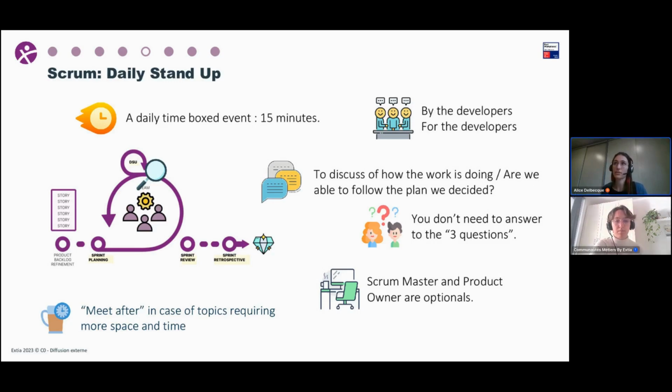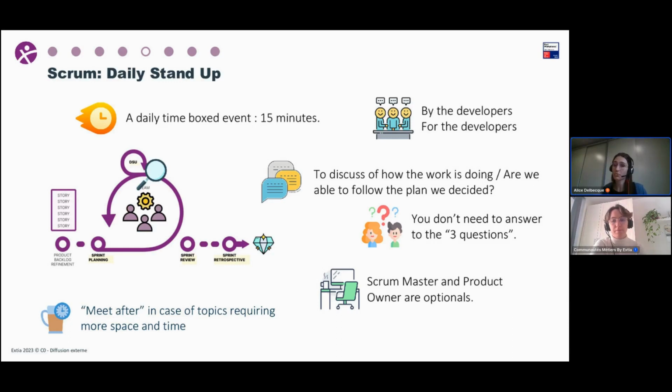Who attends this daily stand-up? Well, in fact, if you have a look at the Scrum Guide, the guide that defines what Scrum is, the daily stand-up is by the developers and for the developers, meaning that the Scrum Master and the Product Owner are optional. You can think that it's really strange because it could be for the whole team, but in fact, the role of a Scrum Master is to make sure that the daily is happening and is happening well.